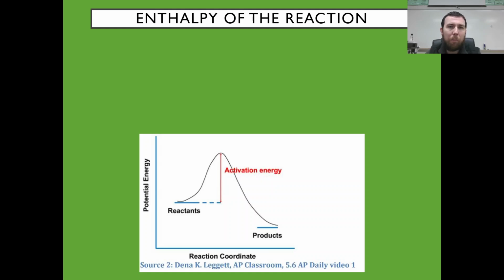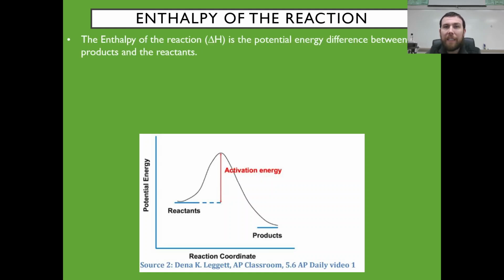that happens in that process, which is what we're going to call the enthalpy of the reaction. And so the enthalpy of the reaction, delta H, is going to be the potential energy difference between the products and the reactants. If you're looking at the graph here, you would take the difference between products minus reactants. So you'd get delta H equals energy of the products minus energy of the reactants.